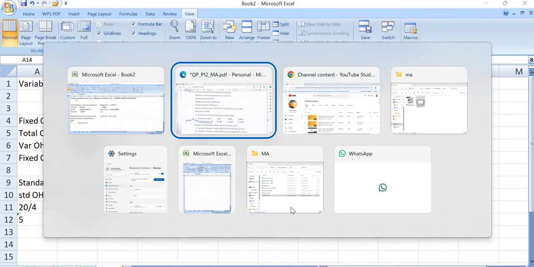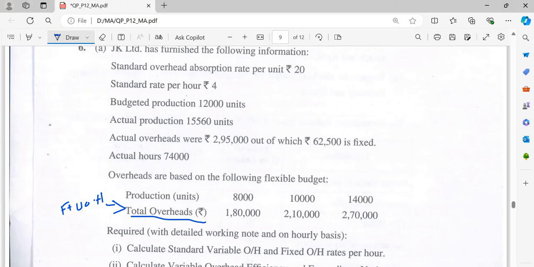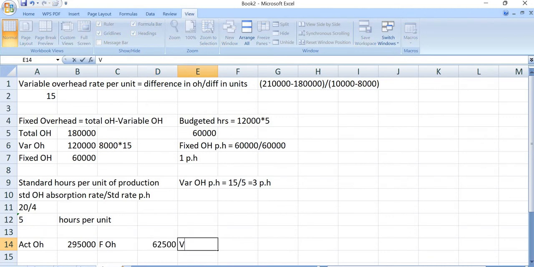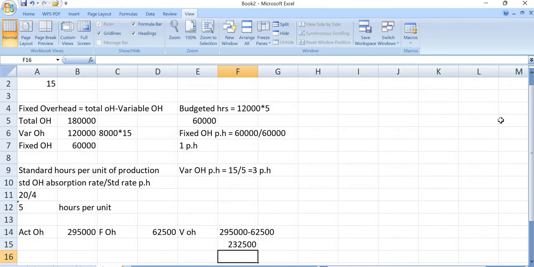Here in this 62,500 is fixed. So actual overheads, sorry, 2,95,000. Here fixed overhead is 62,500. So that remaining will be variable overheads. That means 2,95,000 minus 62,500. 2,32,500 will be my variable overheads. This is actual variable overheads.